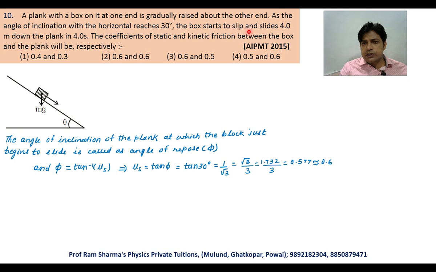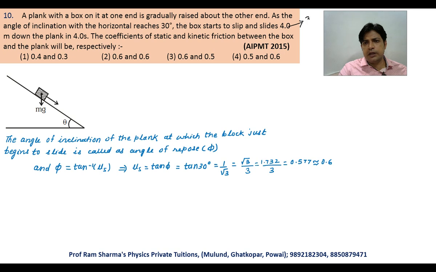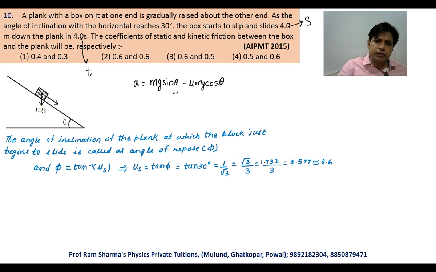Now the box starts to slip and slides 4 meter down the plane in 4 seconds. So this is nothing but your displacement s, and this is nothing but the time t. So I can straight away use the formula s equal to ut plus half at square. Just remember that a will be equal to net force upon mass, and the net force acting on this block will be equal to the pulling force, that is mg sine theta, and the opposing force, that is minus mu k mg cos theta, and the whole divided by m. So the acceleration of the body will be mg sine theta minus mu k mg cos theta by m. So this m will get cancelled and this will be the acceleration.